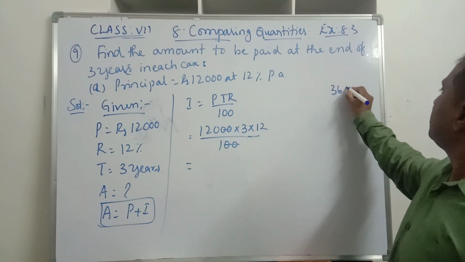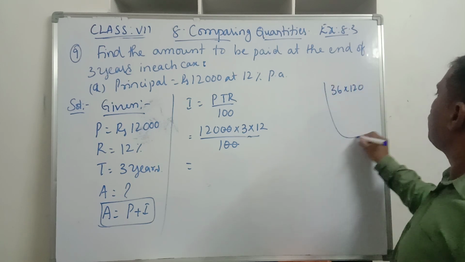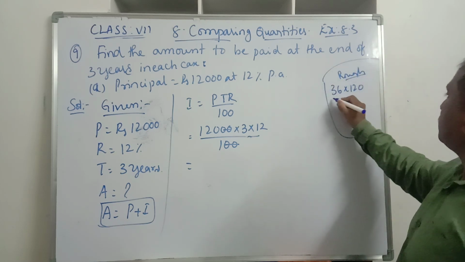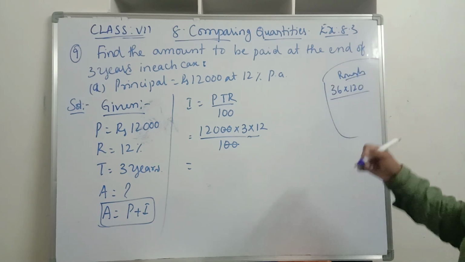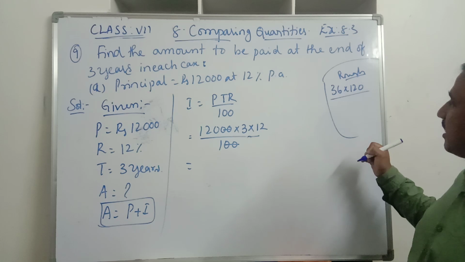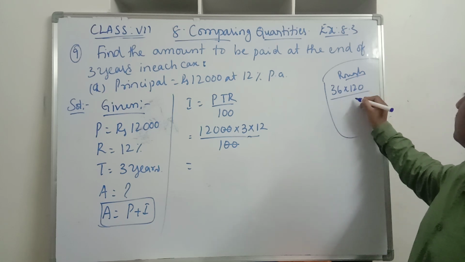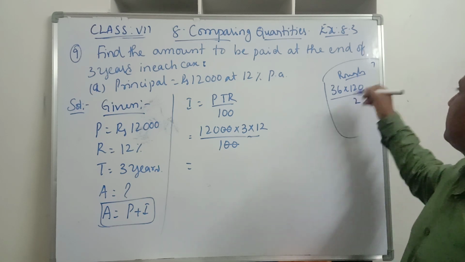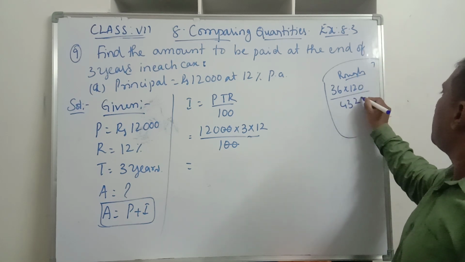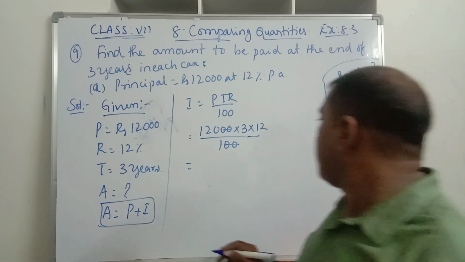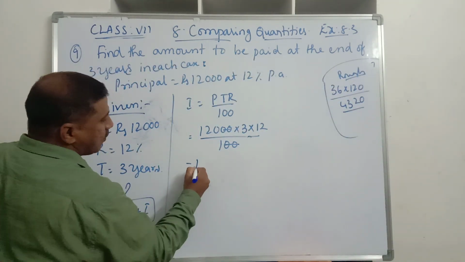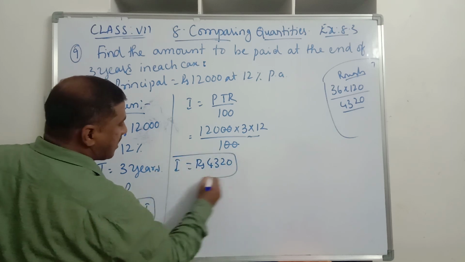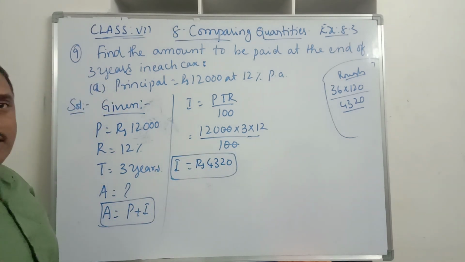So 36 into 120, rough work. This is the rough work we are doing. So 36 into 120, multiply with 12. 12 sixes are how much? 12 sixes are 72, 7 is carried. 12 threes are 36, 36 plus 7 is 43 and 0. 4,320. So how much is it? 4,320 rupees is the interest. How much is it? 4,320.